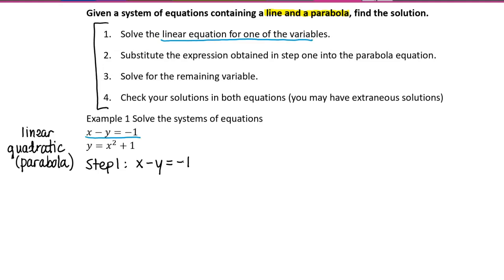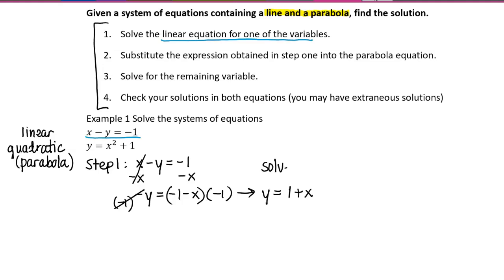So I'm going to take this equation, and subtract x from both sides. And then I'm going to multiply both sides by -1, or divide both sides by -1, to get rid of the minus sign that's in front of that y, which leaves me with y is equal to 1 plus x. So in step 1, what we did is we solved for y, and we did it in the linear equation, the equation that's underlined in blue. So we've completed step 1.